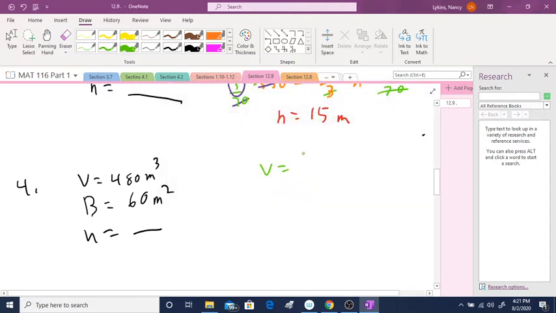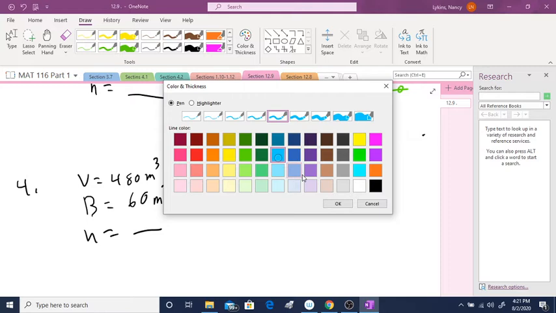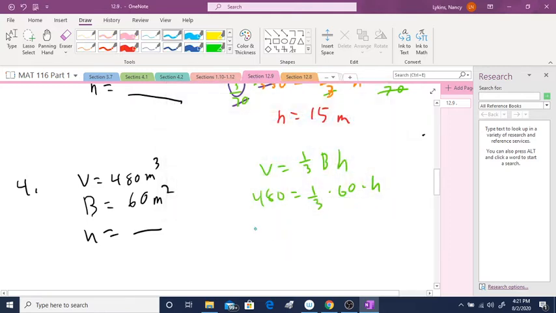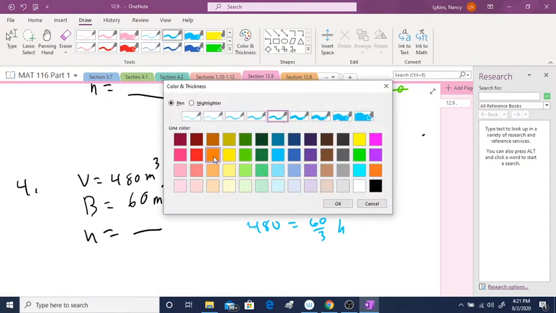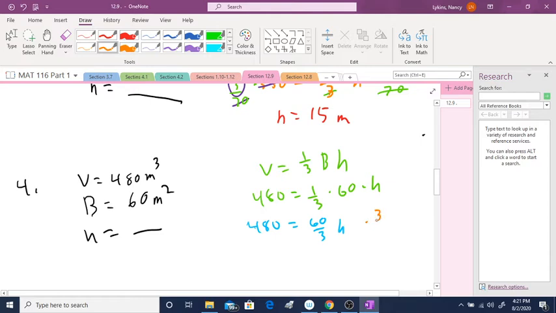Well, I would still use my formula. Volume is 480, 1/3 times your base, which is 60, times h. So two ways I'm going to show you on this one. You could go ahead and say, like what we've done before, 480 equals 60 over 3 times h. Then multiply by the reciprocal, or just flip the fraction. Do it to both sides.